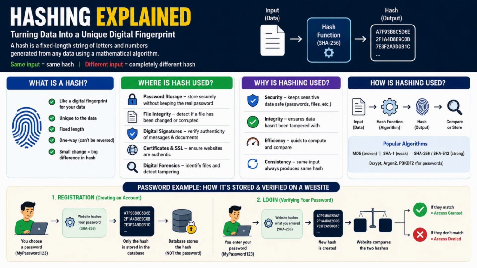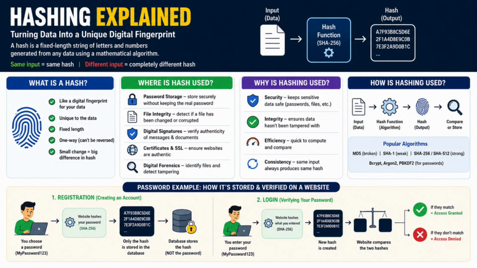A hash is a fixed length string of numbers and letters generated from any data using a mathematical algorithm. That process of converting is what we call hashing. So what happens? You input your data, then a hash function takes that data and converts it into a hash output, like A793B85. That is a hash.